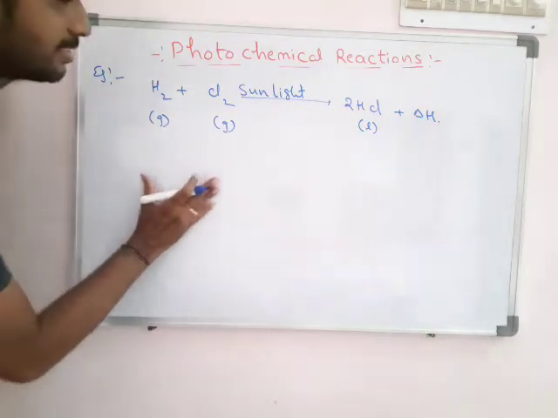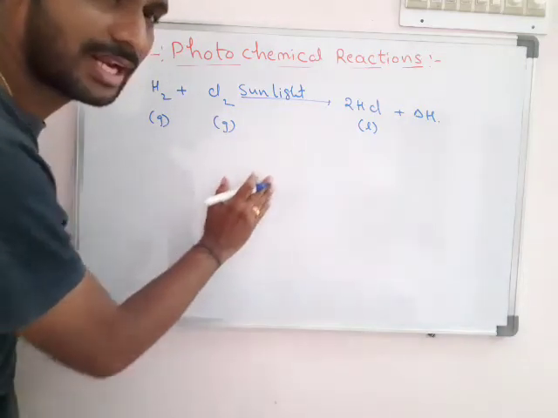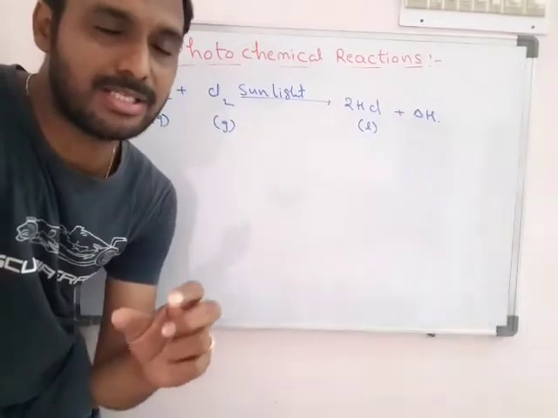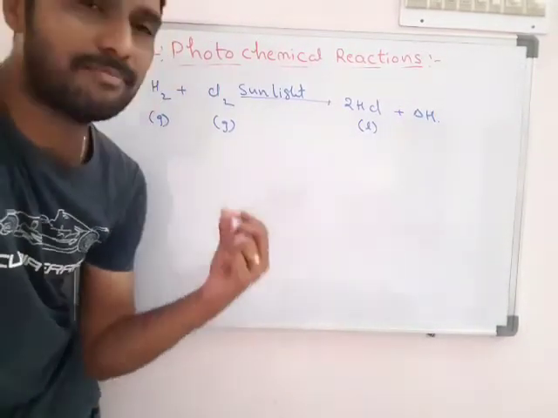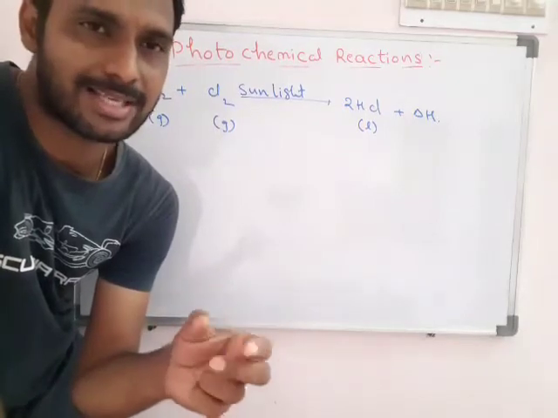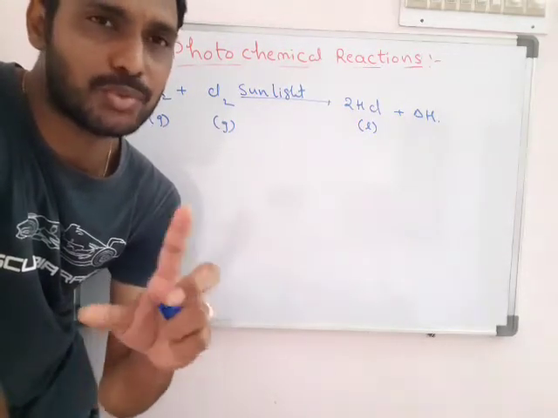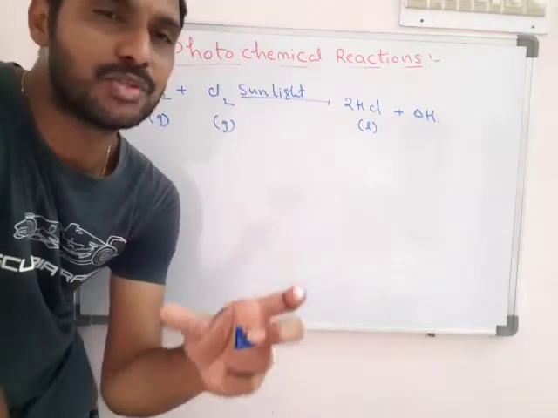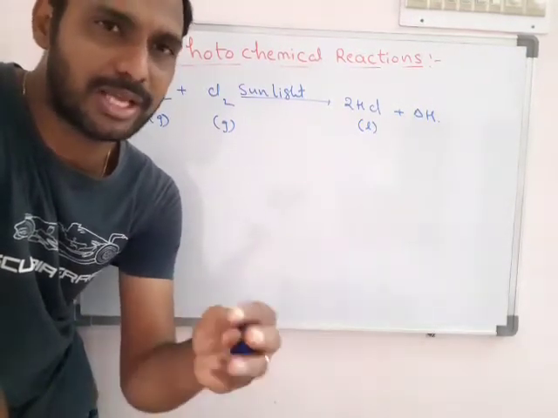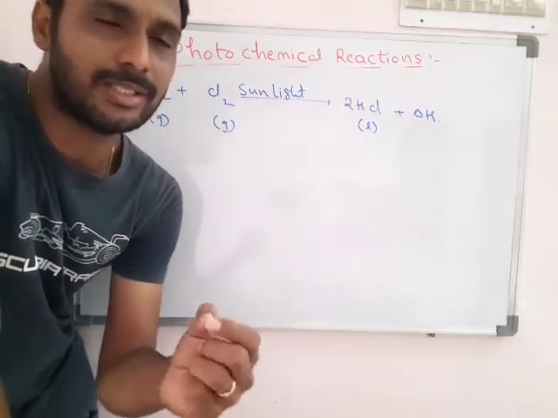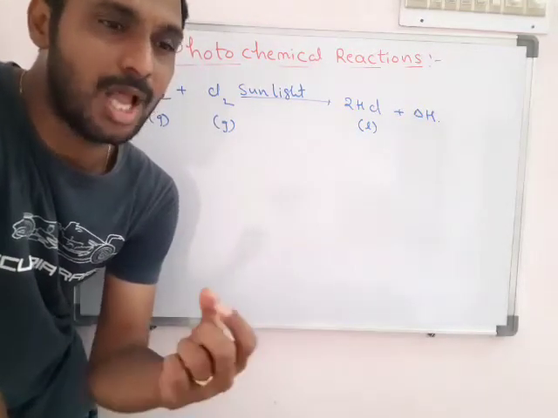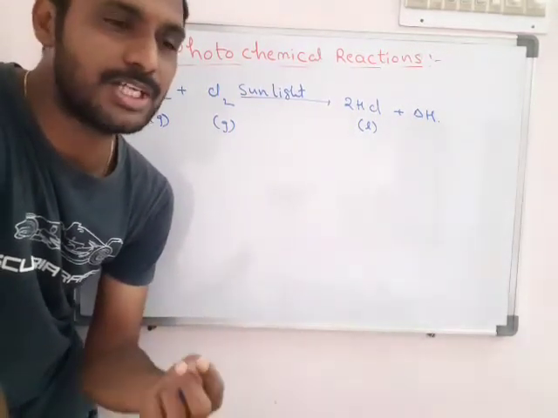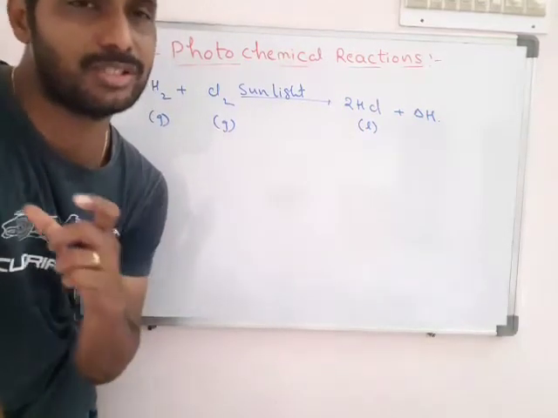Here the important thing is that this reaction takes place very fast in the presence of sunlight. In the absence of sunlight, if you just combine hydrogen gas and chlorine gas in the dark, no reaction takes place. In diffused sunlight the reaction is somewhat slow, but in direct sunlight in the open air the reaction is very fast. So here we can understand the effect of sunlight.